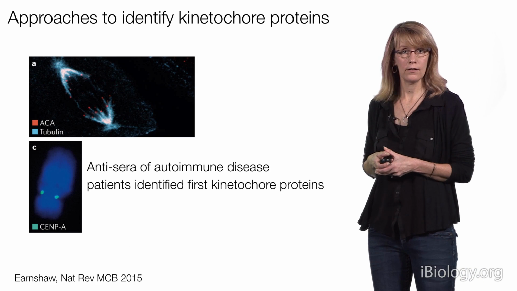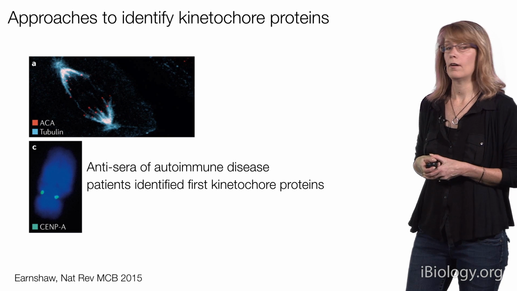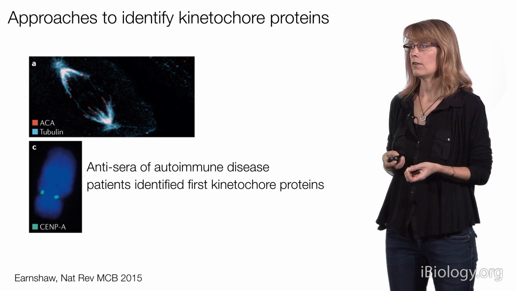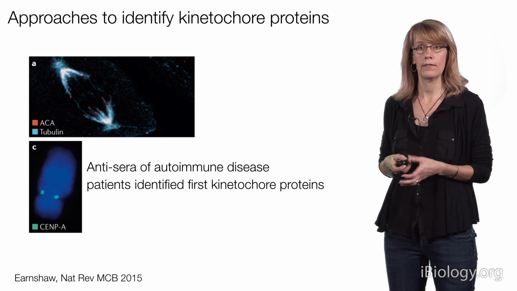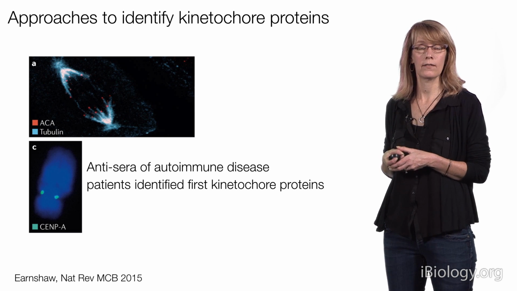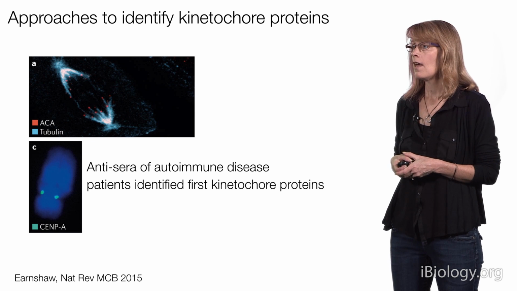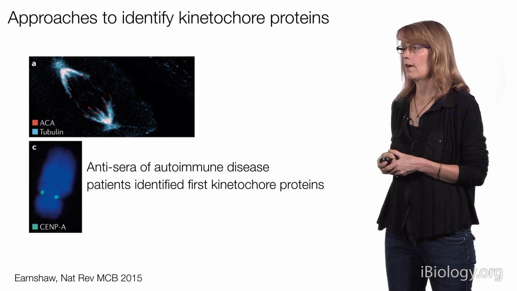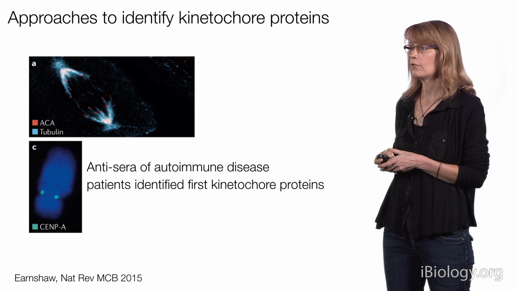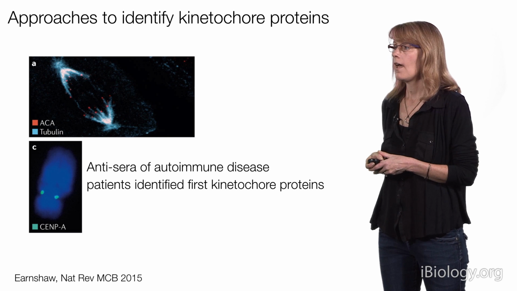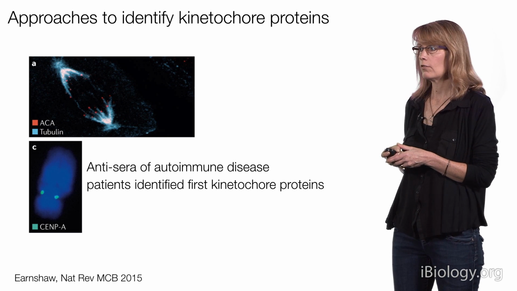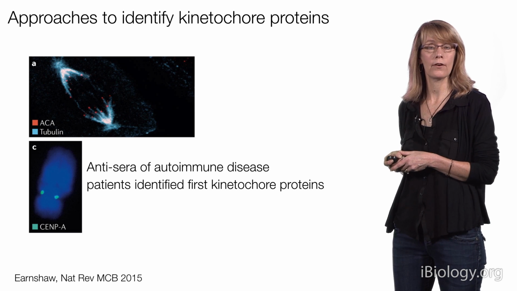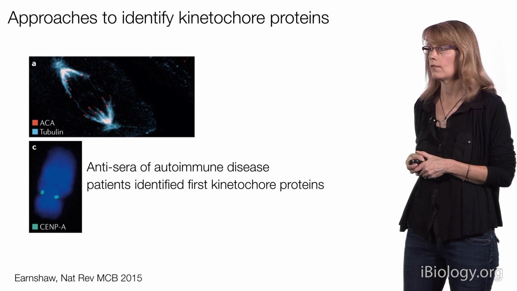Okay, so let's turn to the kinetochore now. The first kinetochore proteins were identified by exploiting the fact that it turned out that patients who have some autoimmune diseases have antibodies that recognize the centromere or kinetochore locus. And you can see that in this image from Bill Earnshaw. In the top image of a cell, immunofluorescence image, you can see tubulin shown in blue. And at the tip of those kinetochore-microtubules, you can see the red dots that are the antibodies from these patients. And that's called ACA, anti-centromere antibodies.